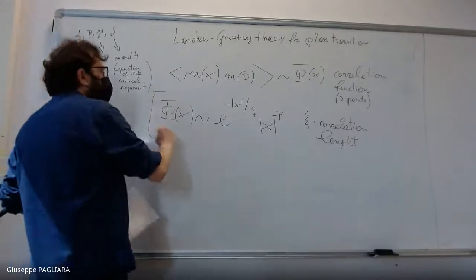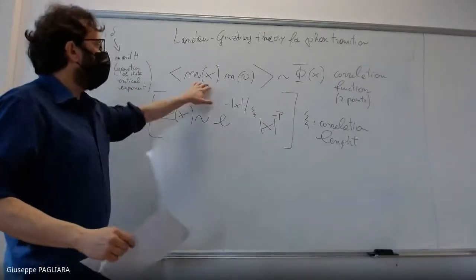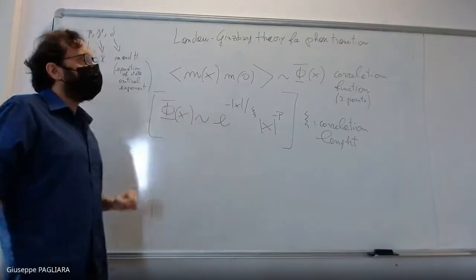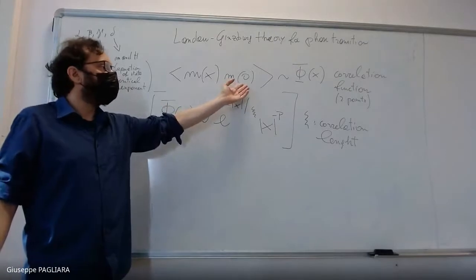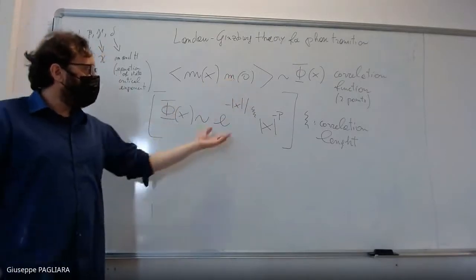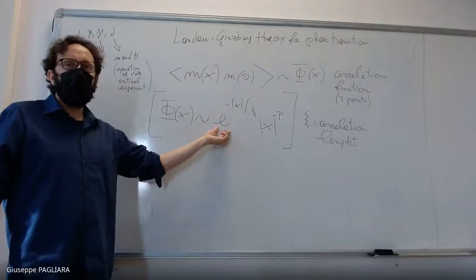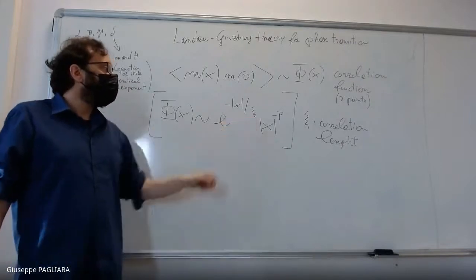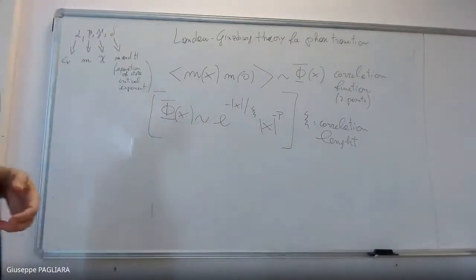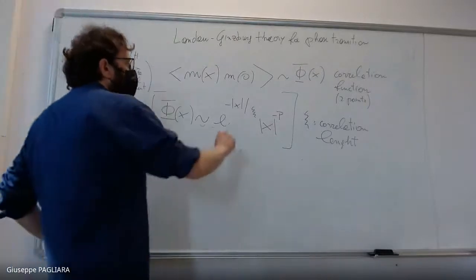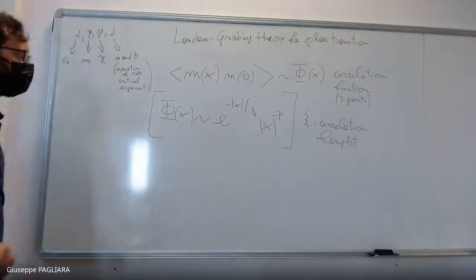So what does it mean? It means that this correlation function, which indicates the correlation between a spin, a magnetization at a certain point and another point, scales as an exponential divided by a power law. Now, this exponential, of course, kills everything if the correlation length has a finite value. So we do not expect to have correlations between magnetizations when we are much farther away than the correlation length.